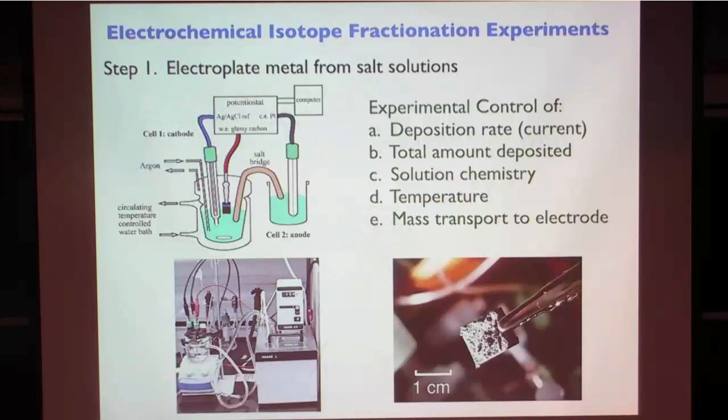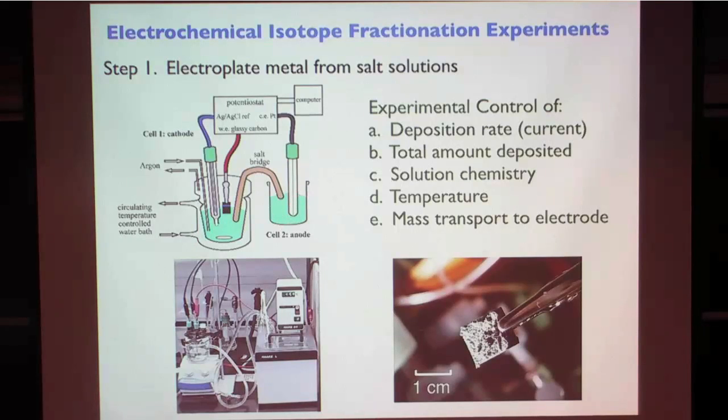So the experiment looks like this. This is a schematic of an electrochemical cell where we have our working electrode here. And then we have a counter electrode, separated by a salt bridge so that I don't have mixing between these reservoirs, where the reduction will be taking place and where the oxygen evolution will be taking place.